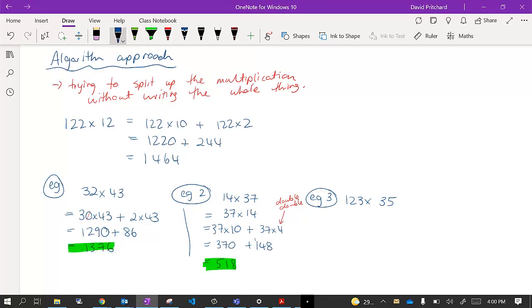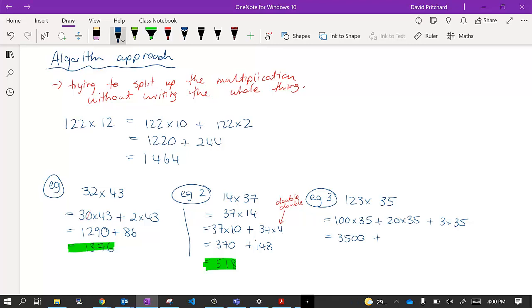There's two ways to go about this. I think the easiest way is to actually break it up and do it in 3 parts. So we can go the 100 multiplied by 35, the 20 multiplied by 35, and the 3 multiplied by 35. So here we've got 3,500. So we add the 2 zeros.